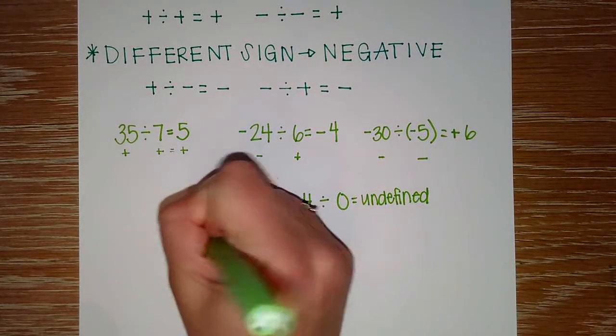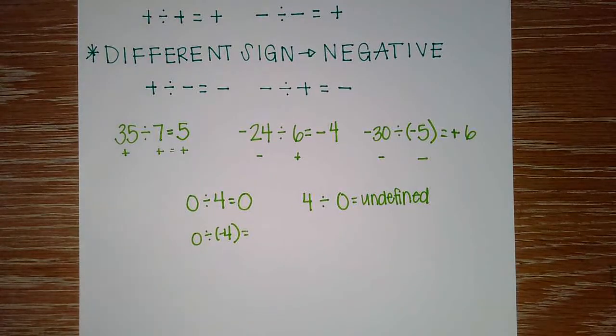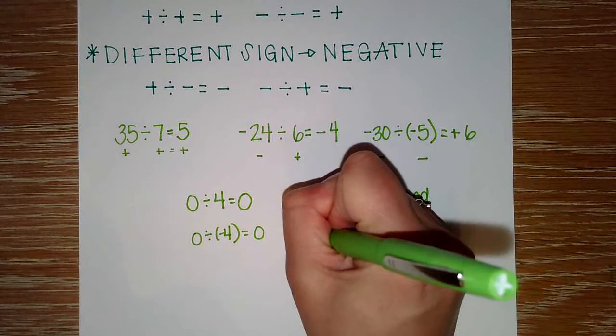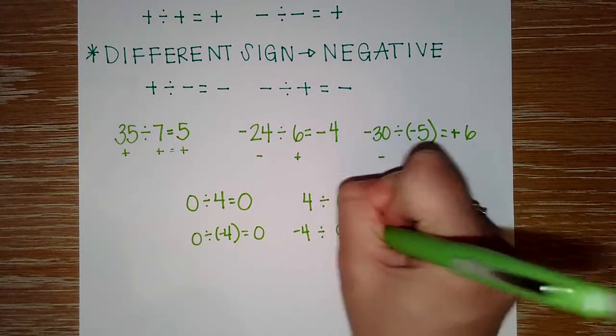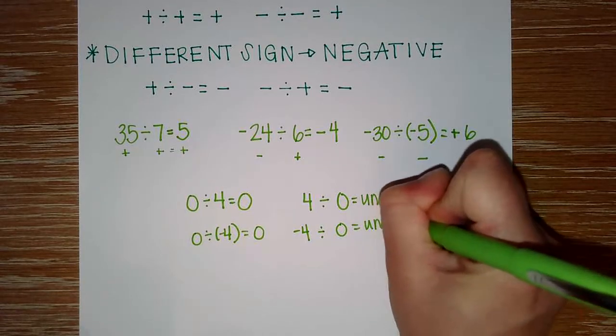Same thing for negative. If I have 0 divided by negative 4, I still have 0. I'm splitting it into negative 4 parts. I still have 0. Whereas if I divide negative 4 by 0, I still can't divide by 0. So it will still be undefined.